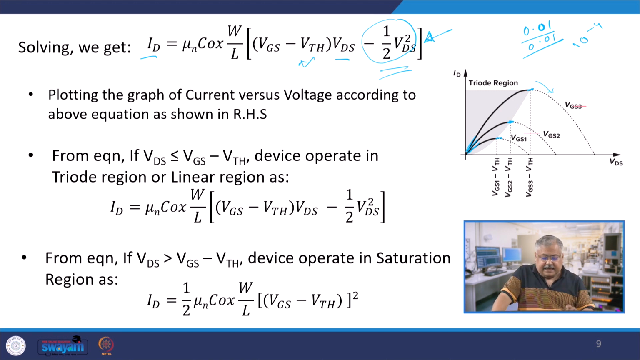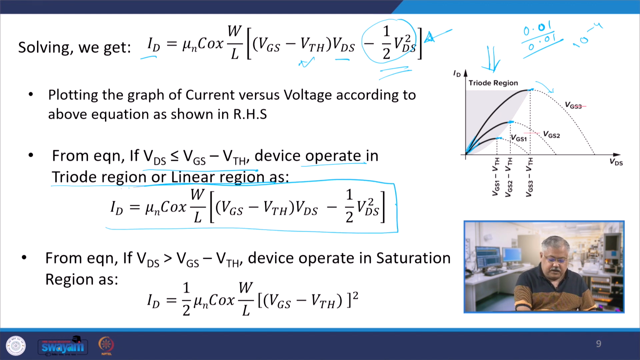So, we say that for Vds less than or equal to Vgs minus Vth, the device will operate in the triode or linear region, and we define that expression. So, we divide the whole thing into two operations. One is the triode region and another is the saturation region, which will come later on. So, in the triode region I say that this is okay, I agree with you that this will be the final expression of ID, right.